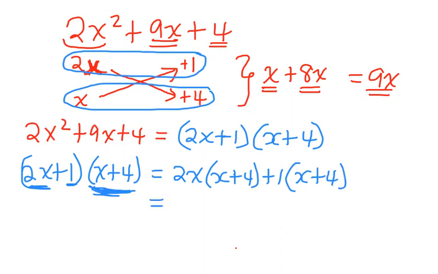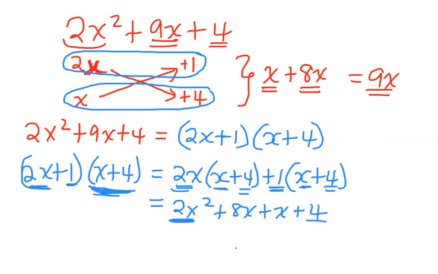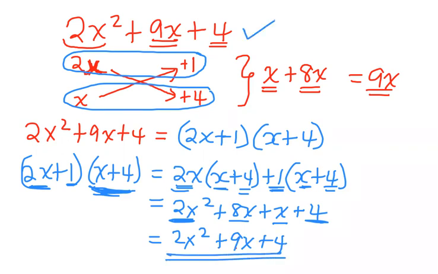This will give us 2x times x is 2x squared, and 2x times 4 gives us 8x, plus 1 times x is positive x, and plus 1 times positive 4 gives us plus 4. The 2x squared and the plus 4 will stay. 8x plus x is positive 9x. So we end up with 2x squared plus 9x plus 4, and this takes us back to the original expression. This is how we do factorization.